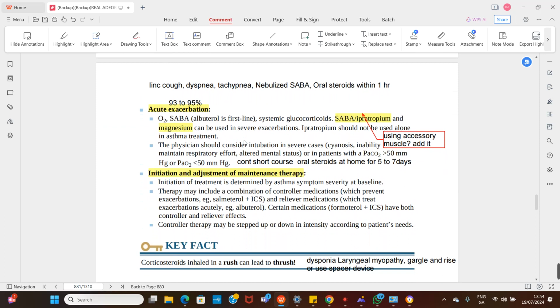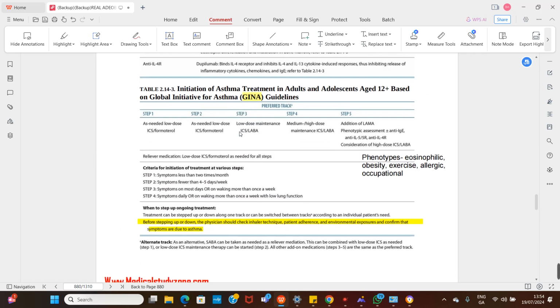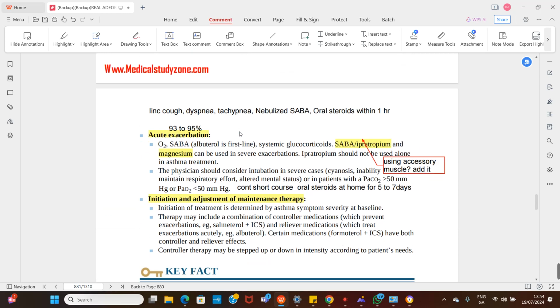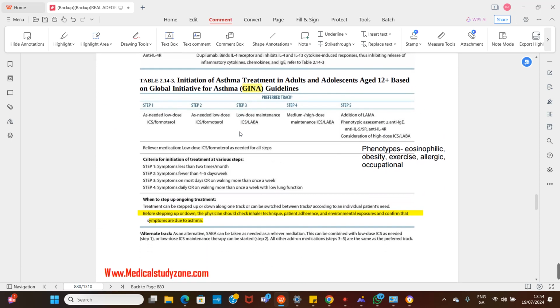So how do you treat an individual? What we have just discussed is more like the treatment for stable asthma. So if there is acute exacerbation, I can hear you, Dr. Antonia. What are you saying?